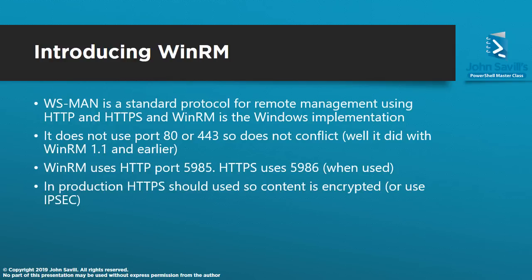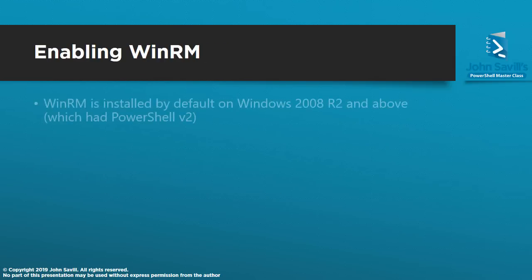So WinRM is forming this foundation of our remote management. And this is not unique to PowerShell. If you look at things like Server Manager, that is using WinRM. More and more of Windows, and in fact we can go beyond Windows. Linux, there's OMI. I can use WinRM to talk to Linux as well. Now, WinRM is actually installed by default on Windows 2008 R2 and above. That also had PowerShell v2.